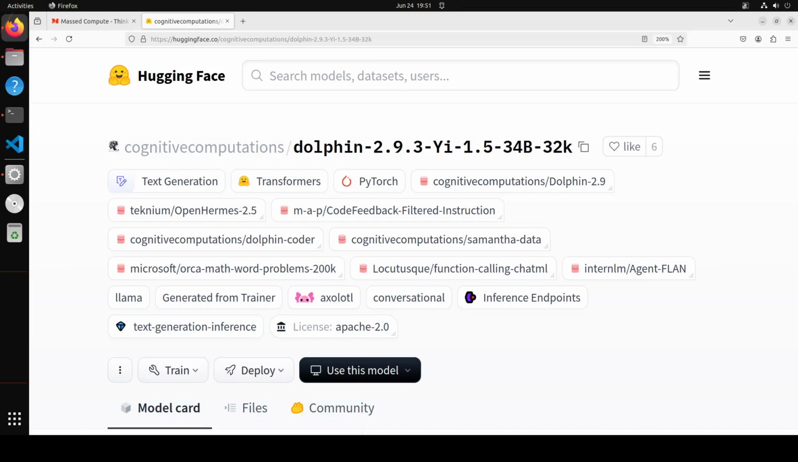This makes the model more compliant, and you are really advised to implement your own alignment layer before exposing the model as a service. Also, it will be highly compliant with any request, even the unethical ones, so do your own due diligence.